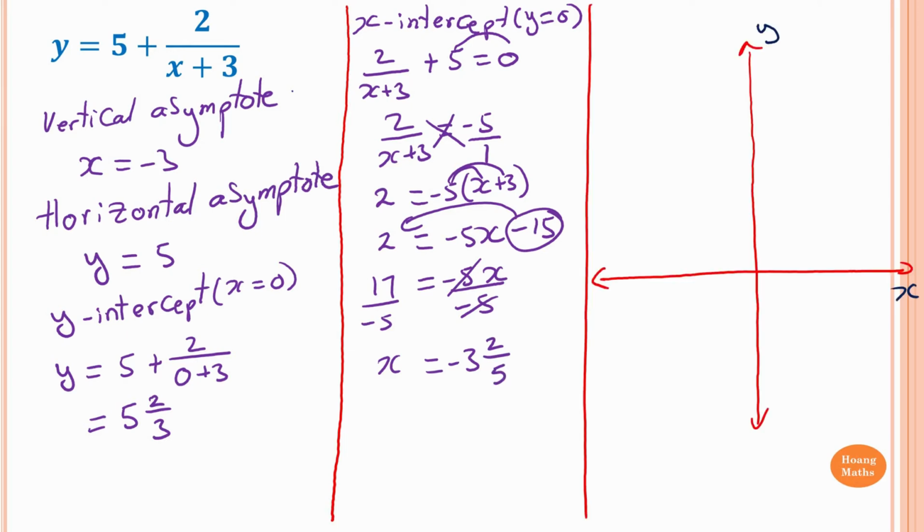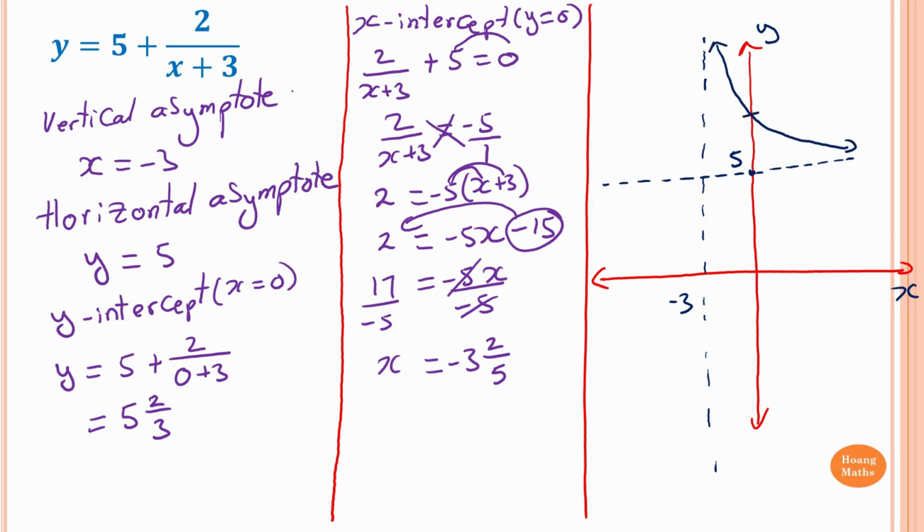So now to sketch this, we just label all the vertical asymptote, horizontal asymptote, and x and y intercept. The vertical asymptote is x equal to -3. So I just do a quick dotted line. So this is -3 here. And the horizontal asymptote is when y equals 5. So just here somewhere. So 5 here. I can just sketch it.